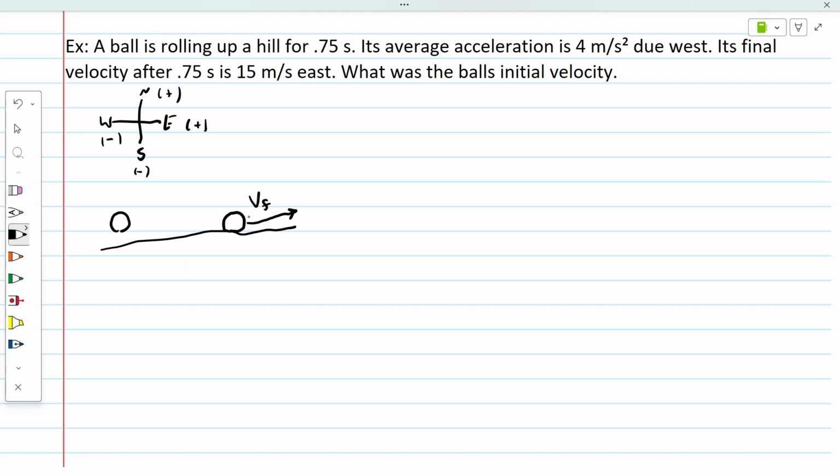And so we know the acceleration is west, so the acceleration on this ball is in that direction. They're in opposite directions. And we need to know the initial velocity.